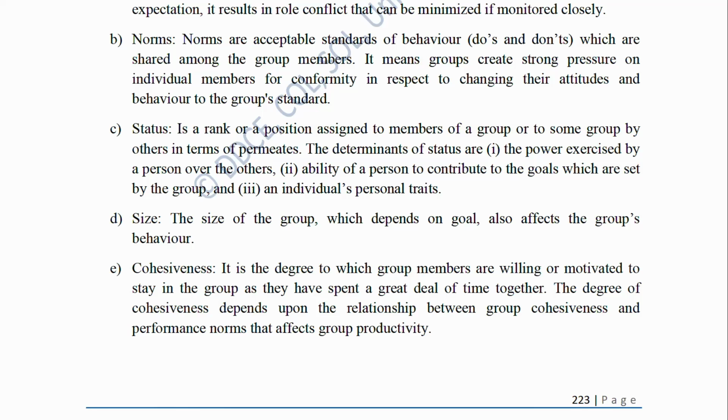Fourth, size. The size of the group, which depends on goal, also affects the group's behavior. Fifth, cohesiveness. It is the degree to which group members are willing or motivated to stay in a group as they have spent a great deal of time together. The degree of cohesiveness depends upon the relationship between group cohesiveness and performance norms that affect group productivity.